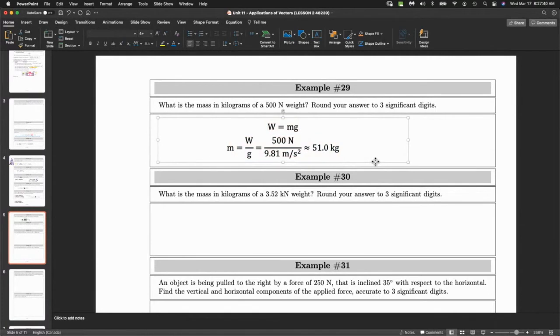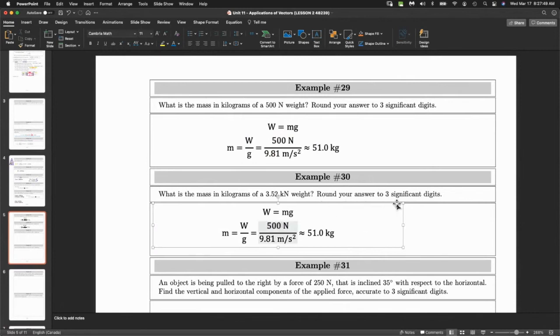And I can recycle that for the next question as well. Recycle the same work here. Now, keep in mind that it's 3.52 kilonewtons. What does kilonewtons mean? Can someone clarify for the class what are kilonewtons? Yeah, 1,000 newtons. So this is 3520.